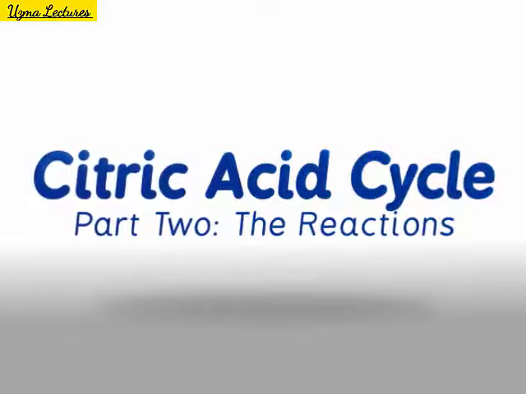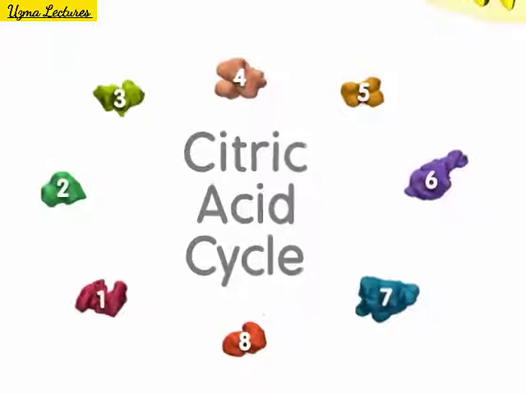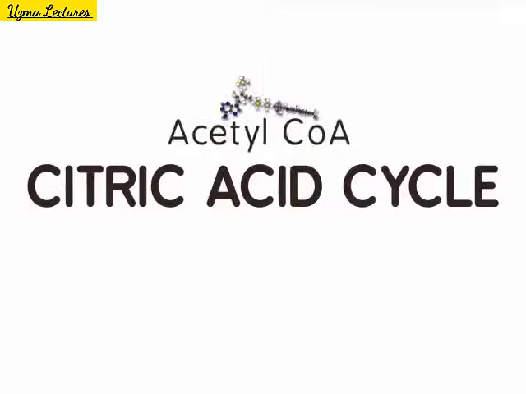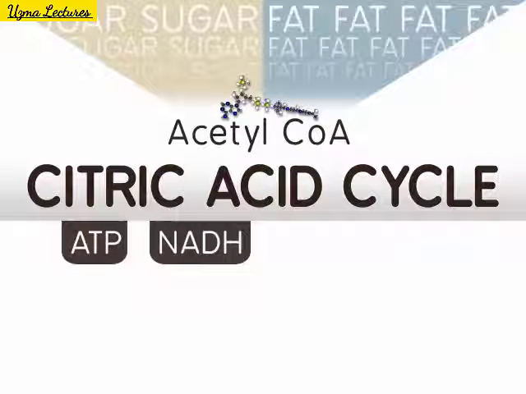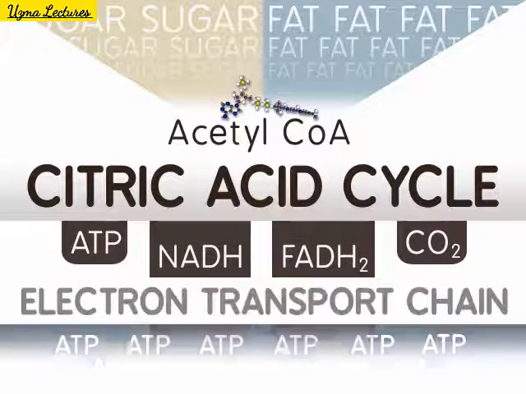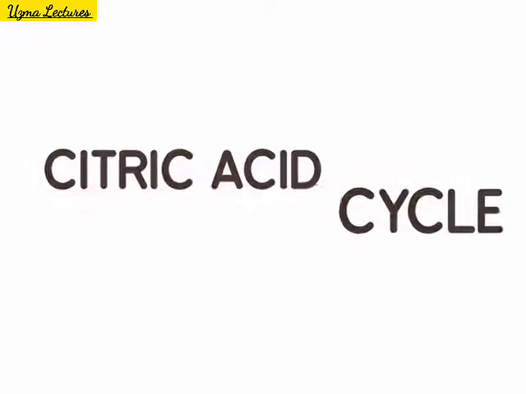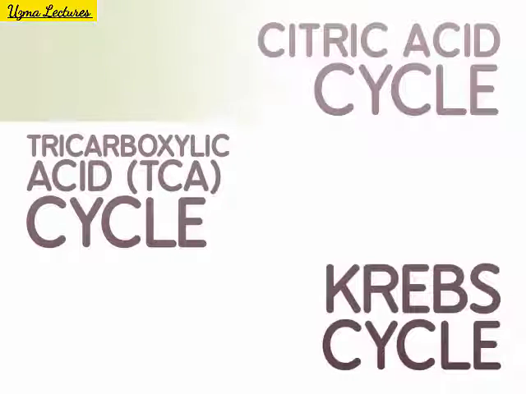Today we are going to discuss all the chemical reactions that are involved in the citric acid cycle. The citric acid cycle is a series of chemical reactions that takes place in the mitochondrial matrix. This cycle uses acetyl coenzyme A derived from sugar and fat breakdown to form ATP, NADH, FADH2 and carbon dioxide. The NADH and FADH2 can be used to form additional ATP through the electron transport chain. The citric acid cycle goes by many names including the tricarboxylic acid or TCA cycle or the Krebs cycle.